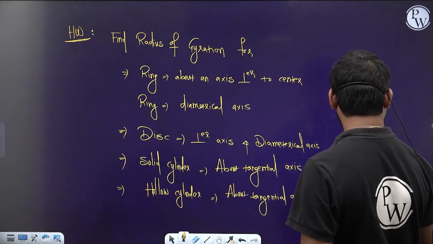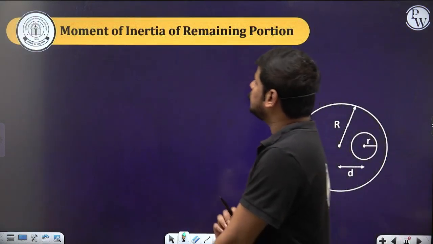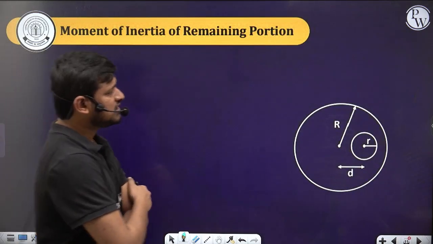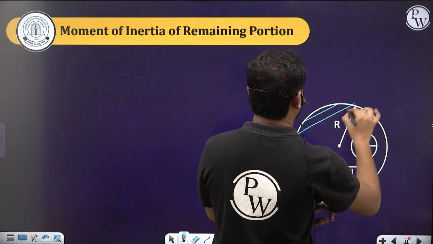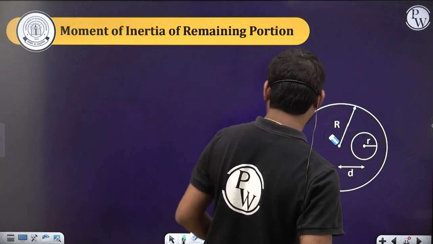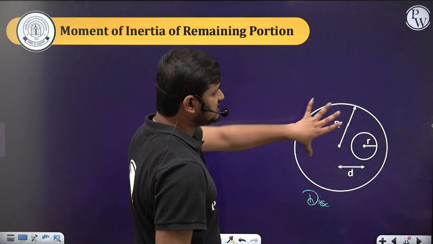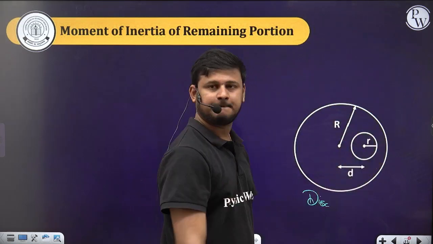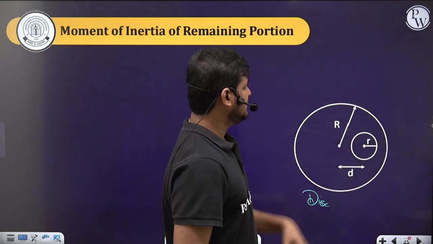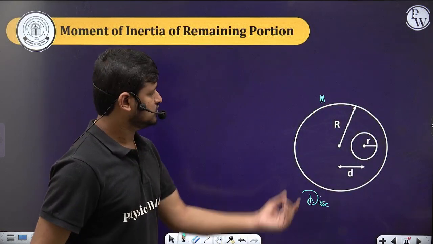Okay, simple questions. Now let's move to the next concept, that is the moment of inertia of the remaining portion. What does it mean by remaining portion, sir? Consider this is the disk. Don't write, it may become clumsy, just understand. From this disk we are removing some part, cutting some part, of small radius r, while the total disk radius is capital R and whose mass is m.